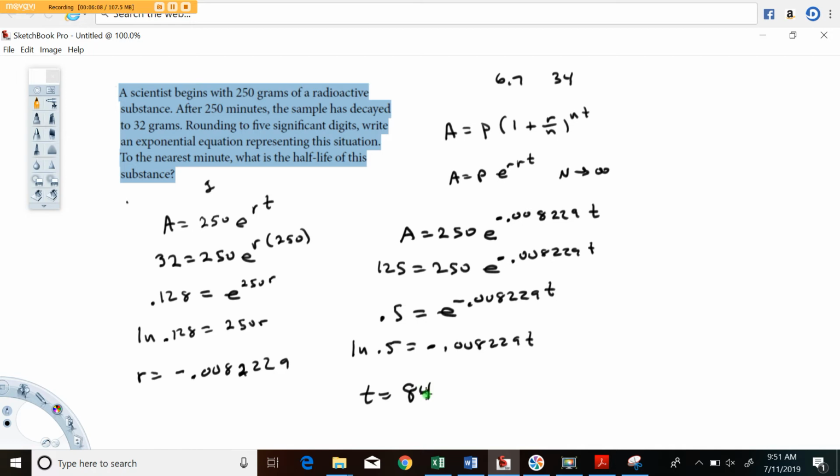Now it says to the nearest minute, right? Yeah, to the nearest minute. It's 84.23. There's your nearest minute. At about 84 minutes, the amount of the material will be cut in half. We'll be down to 125 grams.